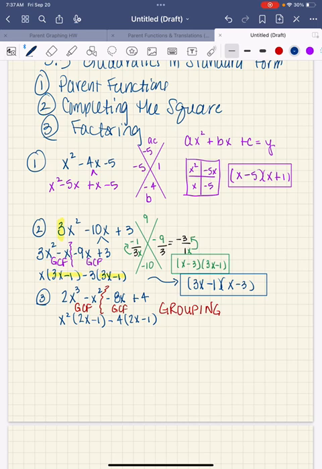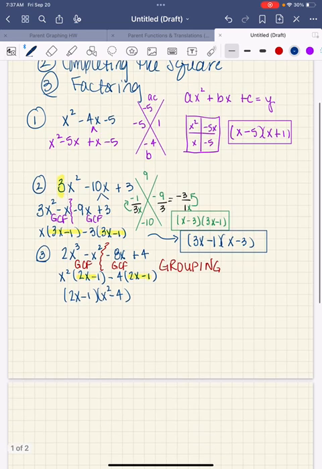So now what matches is 2x minus 1. And what's left is x squared minus 4. So the 2x minus 1's match. That's the common factor. And if you factor that out, you're left with x squared minus 4. This is not done. X squared minus 4 is the difference of two squares.